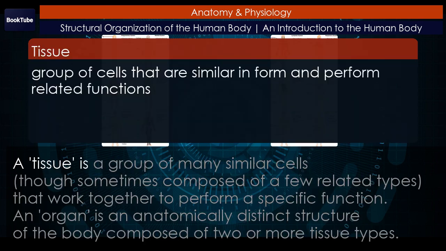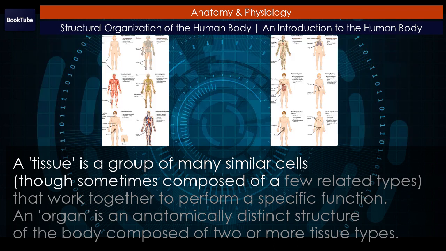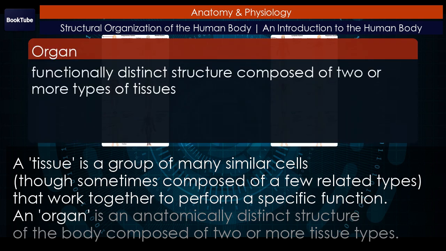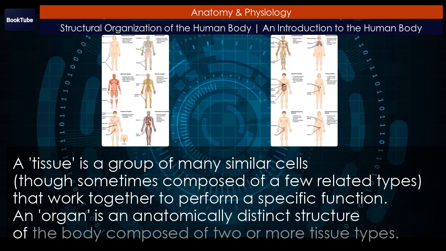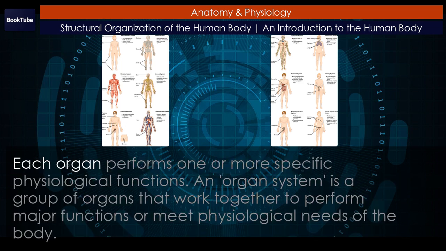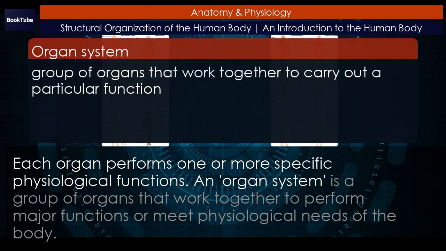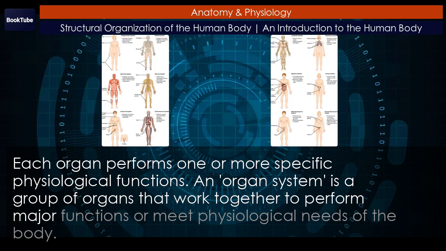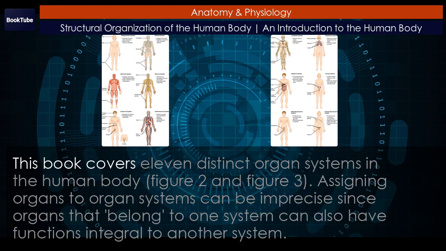A tissue is a group of many similar cells, though sometimes composed of a few related types, that work together to perform a specific function. An organ is an anatomically distinct structure of the body composed of two or more tissue types. Each organ performs one or more specific physiological functions. An organ system is a group of organs that work together to perform major functions or meet physiological needs of the body. This book covers 11 distinct organ systems in the human body.